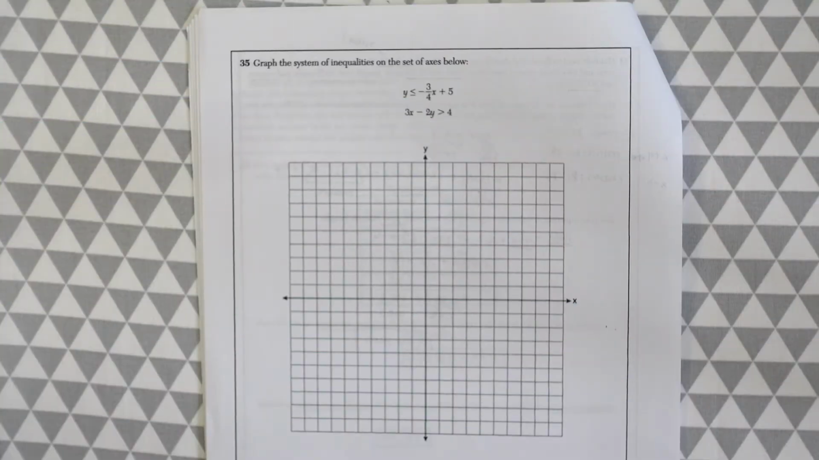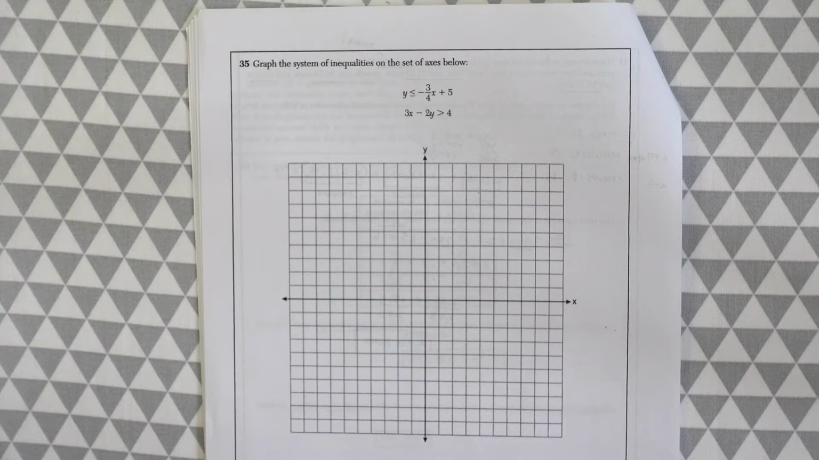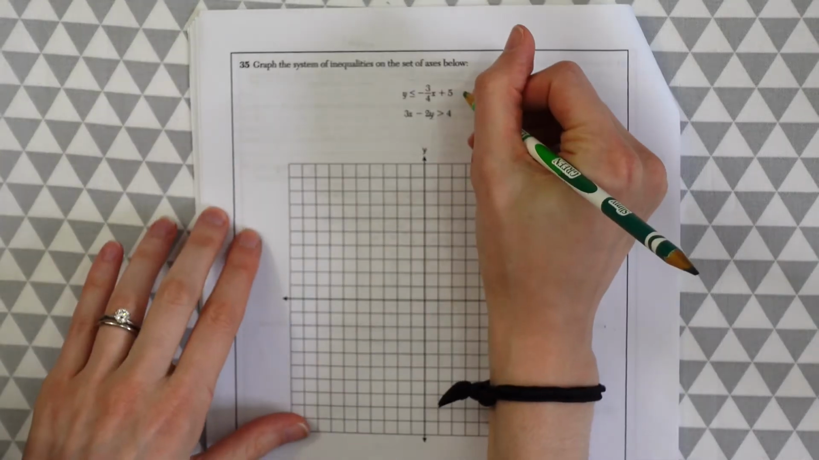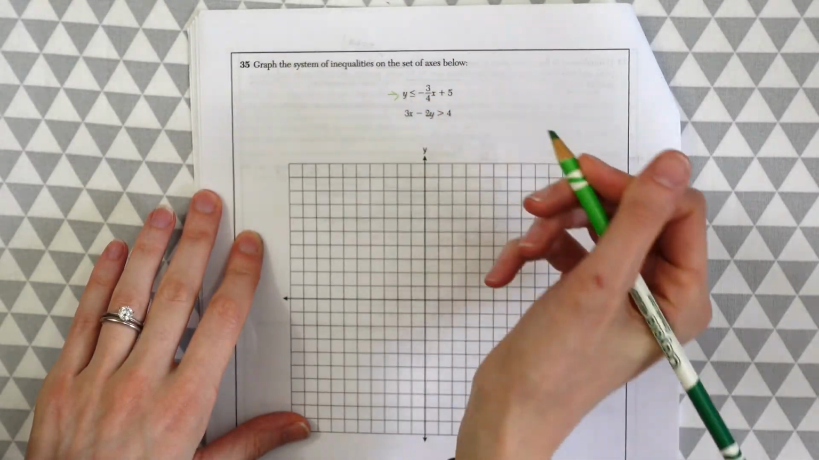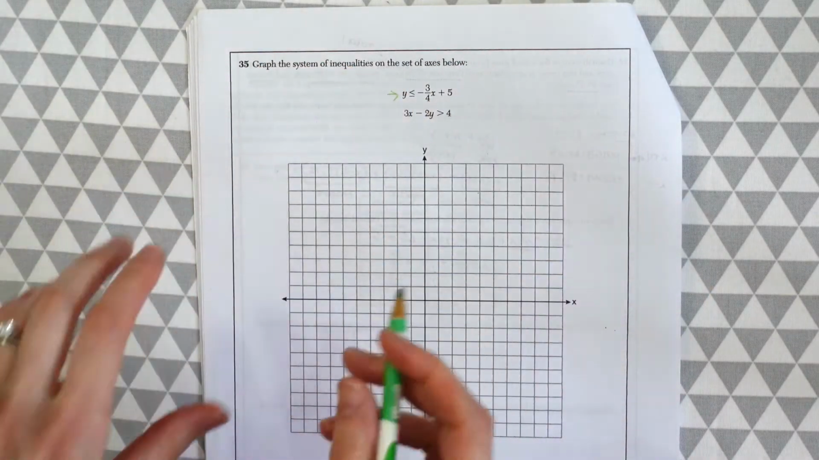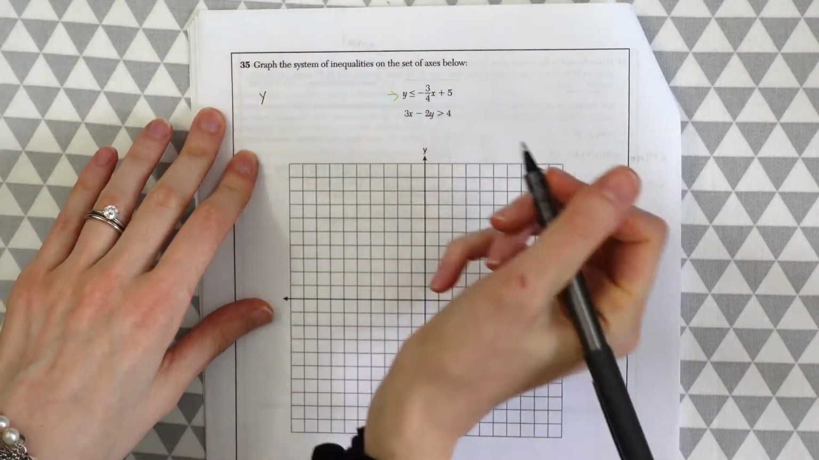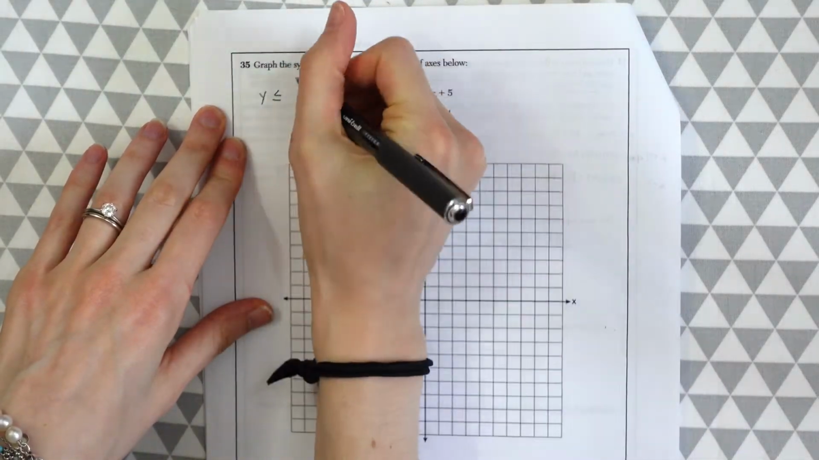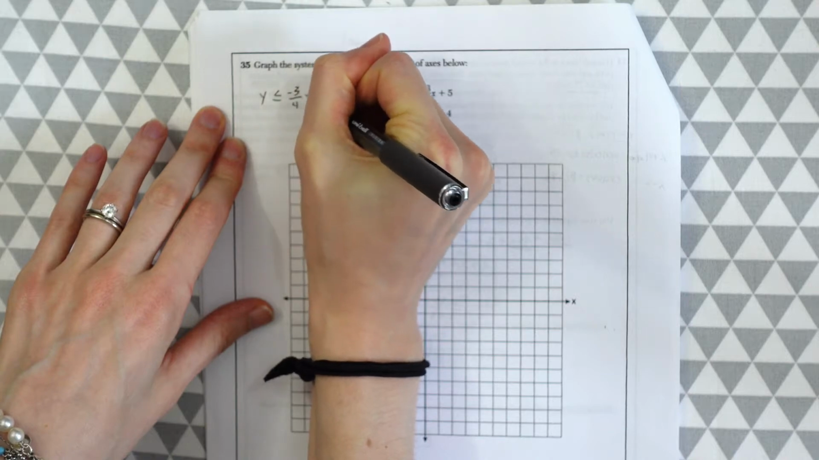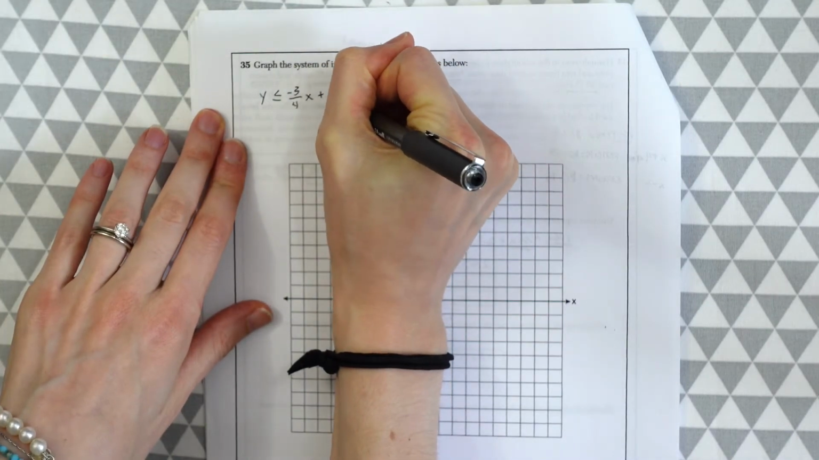This video is going to help you pass the Algebra Common Core Regents. We're doing this one question at a time. Here is question 35. Graph the system of inequalities on the set of axes below. We have two inequalities here, so let's look at this first top one over here. I'm just going to rewrite it on the side. So we have y is less than or equal to negative 3/4 x plus 5.